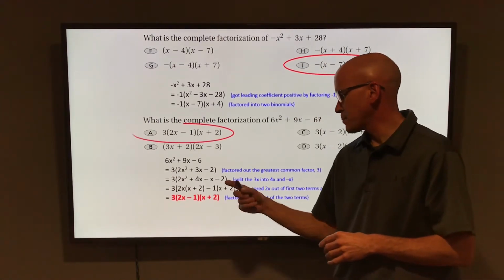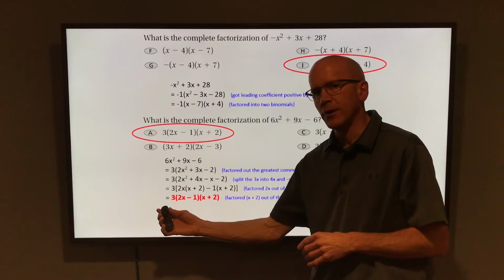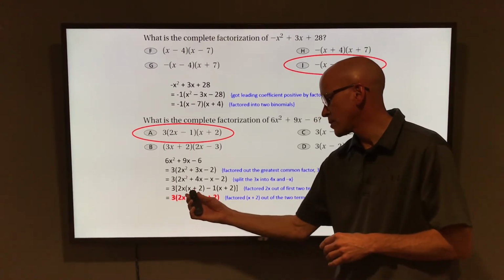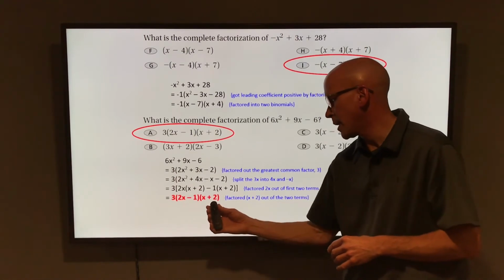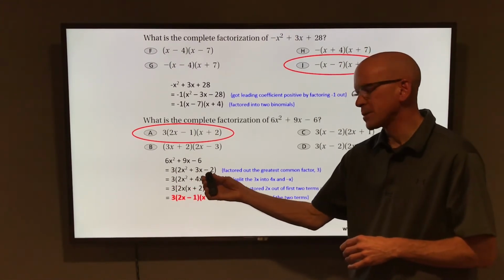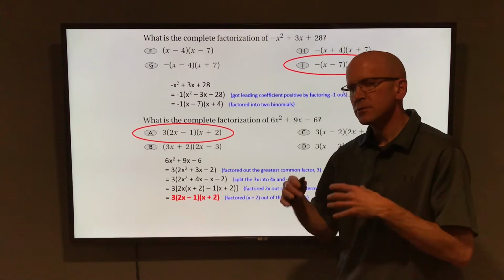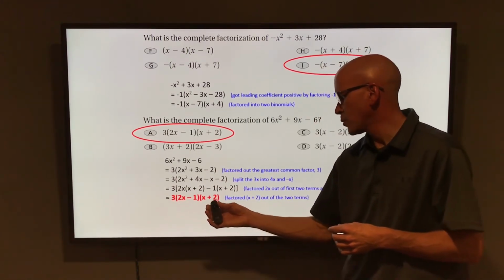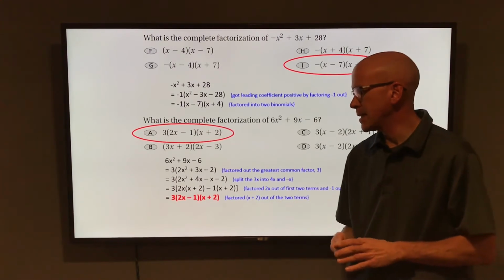So factor that x plus 2 out. We still have that 3 out front. But when we factor that x plus 2 out of these two terms, we're left with this 2x minus 1. And those are the two binomials that this 2x squared plus 3x minus 2 factors into. So completely factored after all that work is 3 times 2x minus 1 times x plus 2. You can see that is letter A.